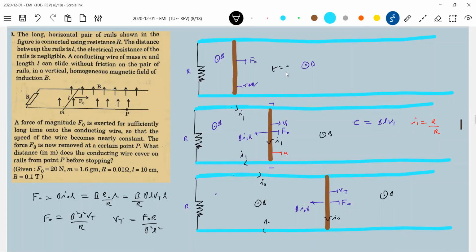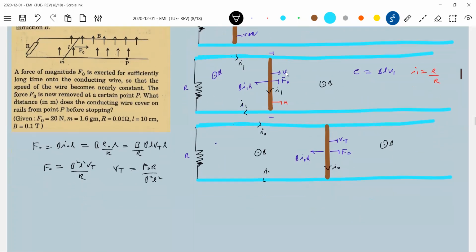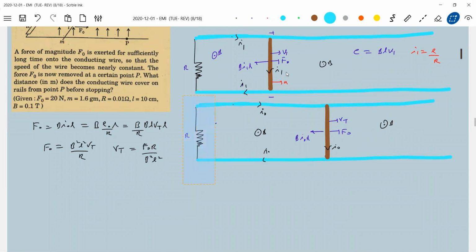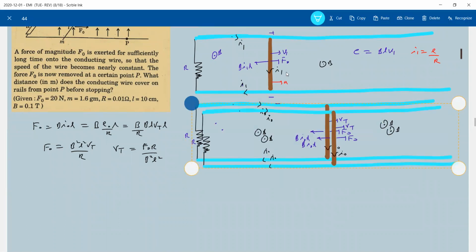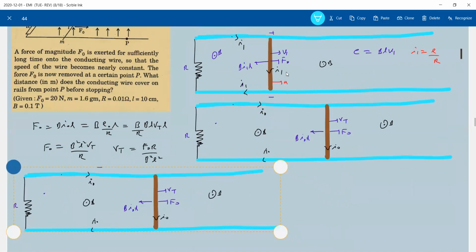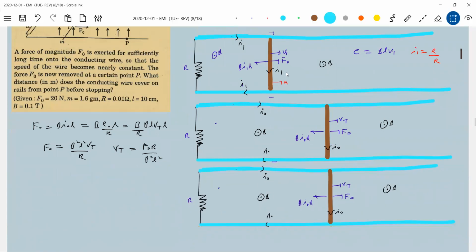So what is being done? This force F naught is now removed at a certain point. What distance does the conducting wire cover on the rail from there? So what is the next part of the question? It is just like a projectile, no? Some two or three basic ideas, he has just combined. Let me keep it here only. Now if this force is not there, it is projected with a velocity Vt. So will there be any B L force? At any instant of time t, after the force is removed, this rod will have, say, velocity v.